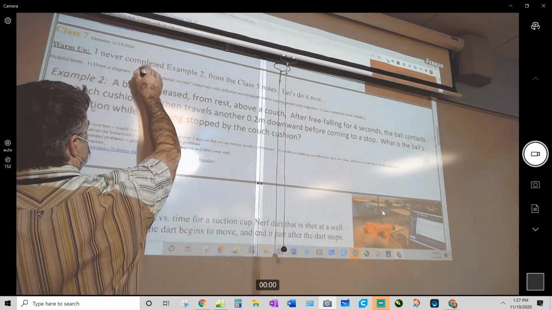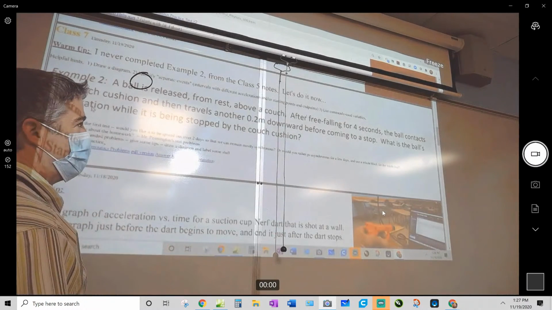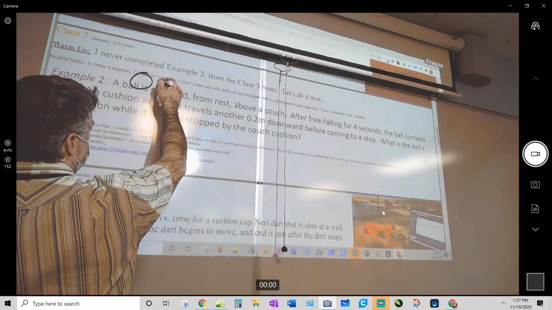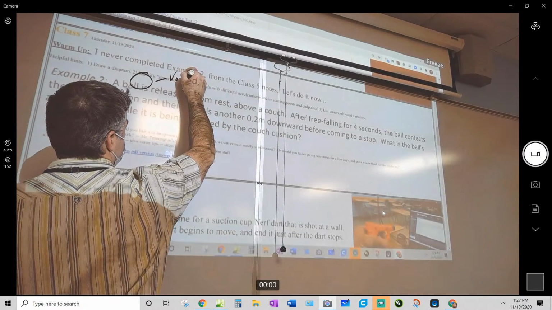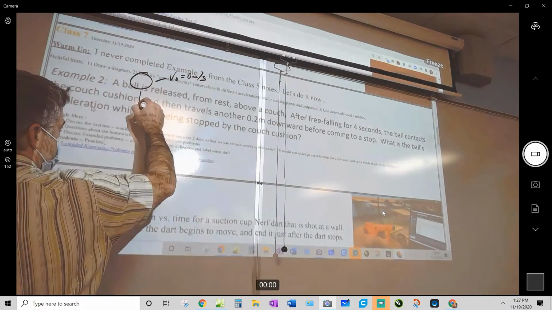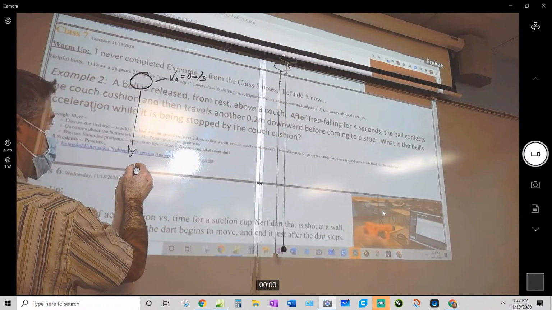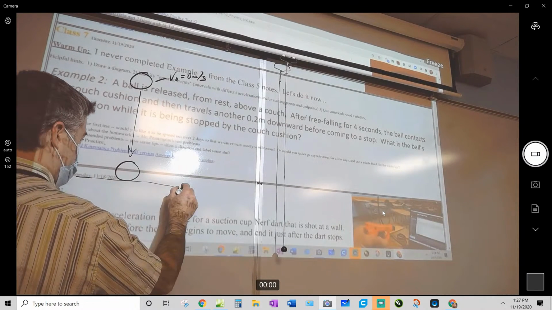So this, and pretty soon I'm going to get rid of this image, and then I can just draw and write stuff. So this is the beginning. I'll go ahead and label some variables. V0 is 0 meters per second. It's dropped from rest, and then it's free falling right here. Falls faster and faster and faster. This is not to scale. Right here, it hits the couch cushion. This is the cushion.